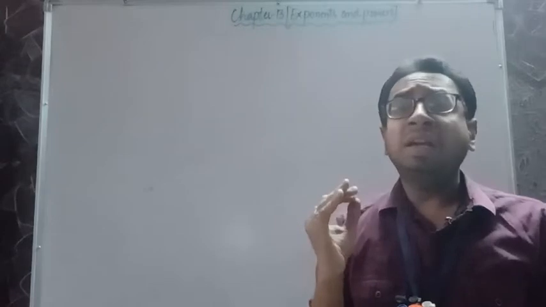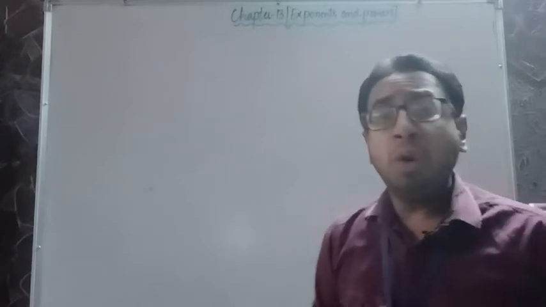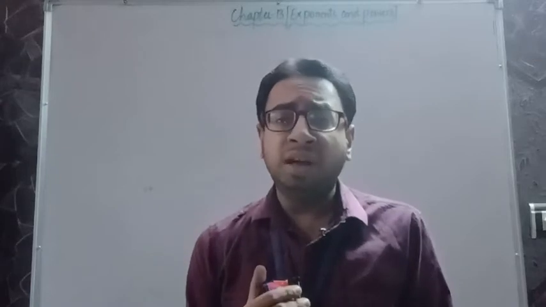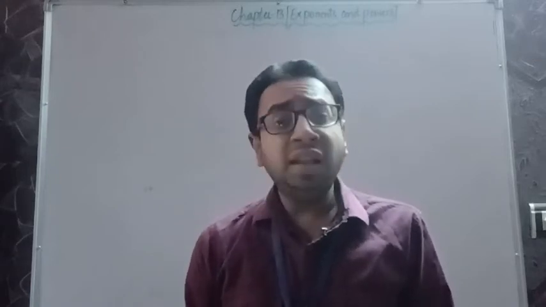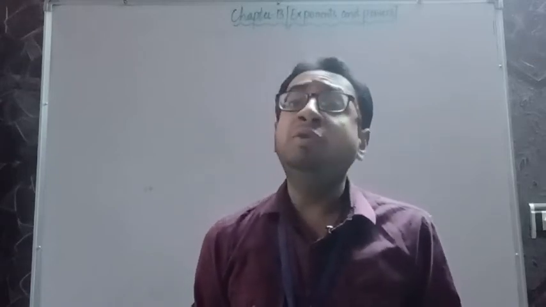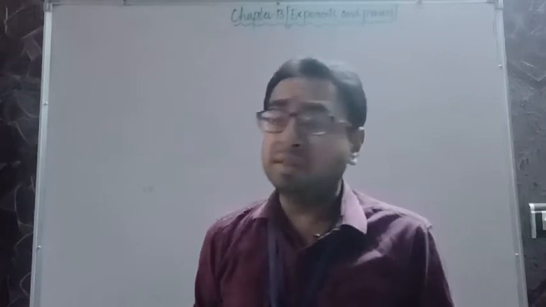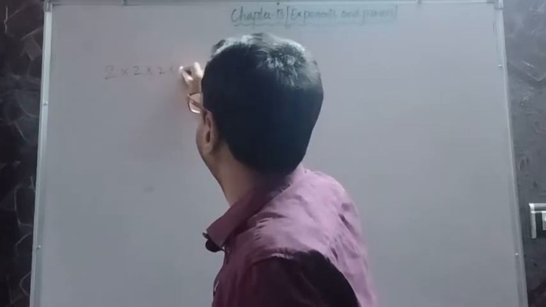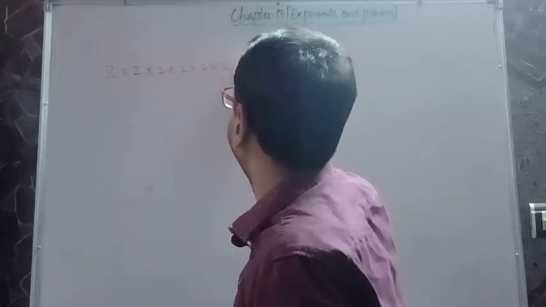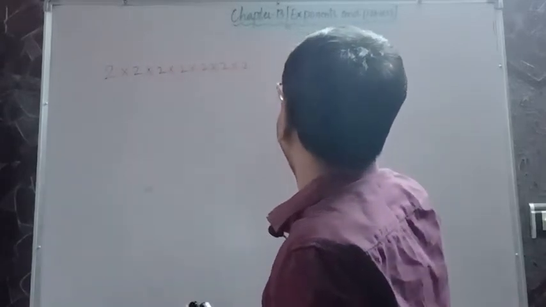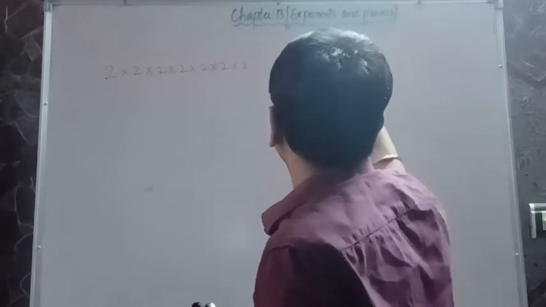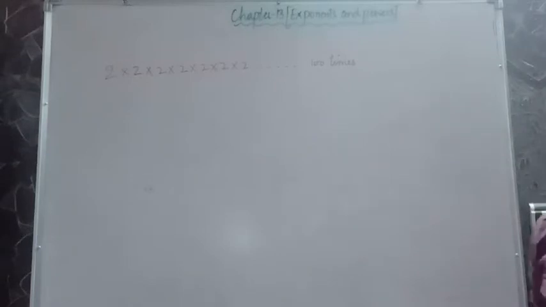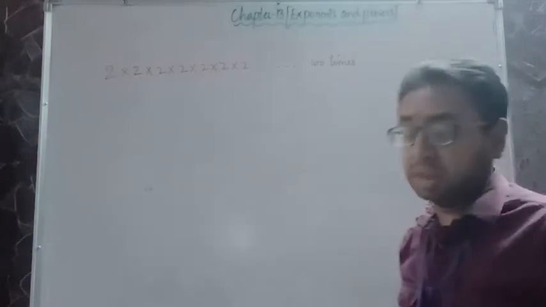He said that I have to write 2 200 times in multiplication. He gave me a very easy task. It seems very easy. He said that I have to write 2 200 times, representing itself. Means 2 into 2 into 2 into 2 into 2 into 2 into 2 up to 100 times. Now tell me yourself, representing 2 200 times, is it an easy task or a difficult task?